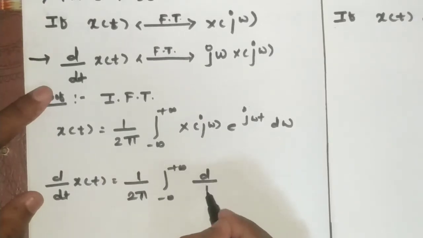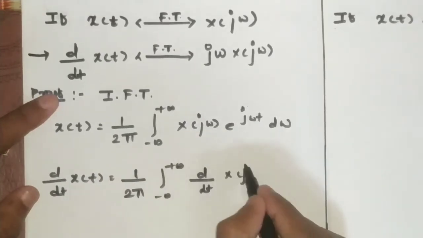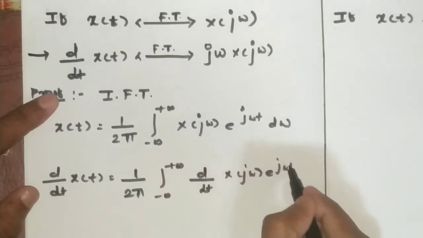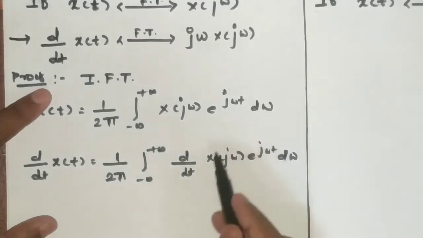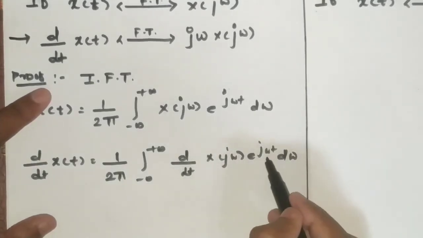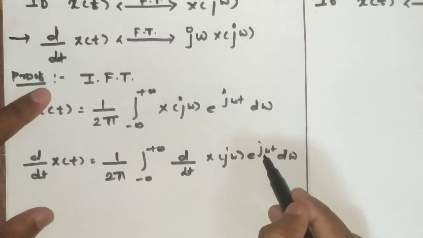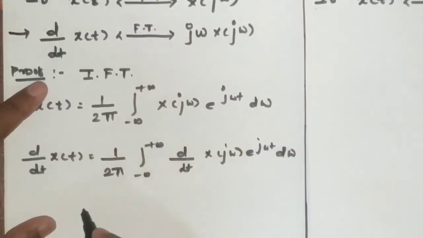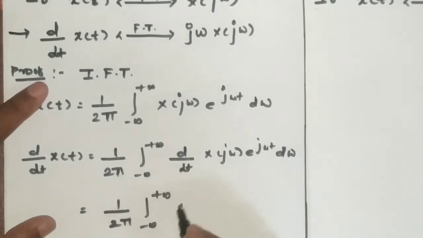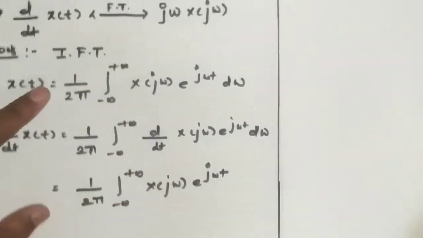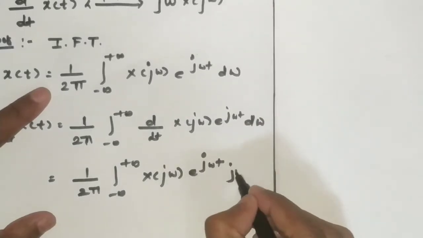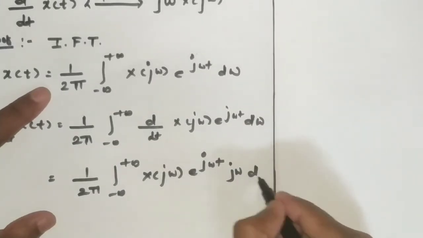This is d by dt of x of j omega e raised to j omega t into d omega. As far as the differential term is concerned, this x of j omega becomes a constant, and the only term that we can differentiate is the exponential. And the differentiation of the exponential function, we know it. I can put this value as it is, x of j omega into e raised to j omega t, so differentiation of this equation gives j omega into d omega.